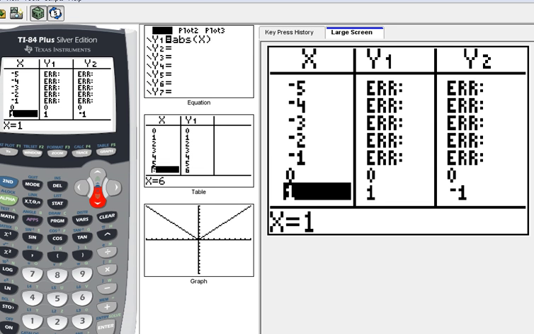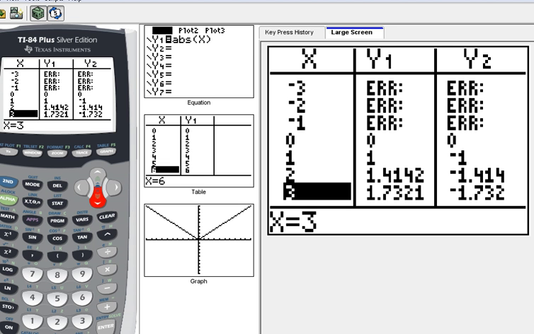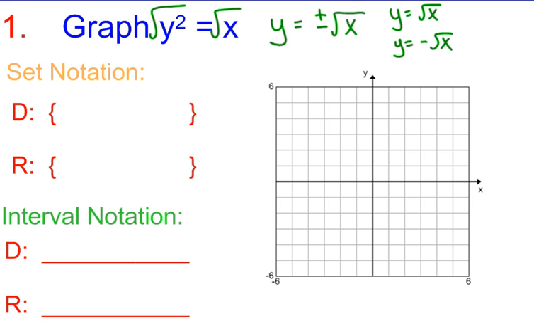Now notice, it's kind of cool the way it does this. The y1 and y2 is actually my ordered pairs for both graphs. So if I want to plot this as one graph, I'd plot 1, 1, and 1, negative 1. 0, 0. I'd plot 2, 1.4, 2, negative 1.4. So I could actually do 0, 0, and 1, 1, and 1, negative 1. I'll plot those first, as I'm making my parabola.